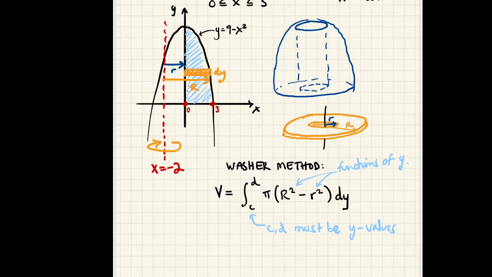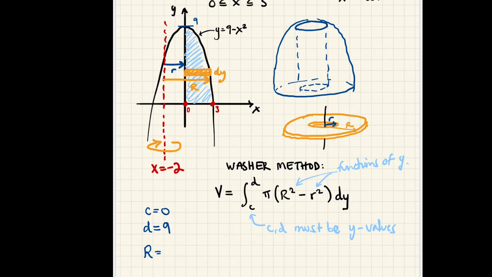So first, let's figure out c and d. Those are probably the easiest things to see. Those are y values here. So the lower bound is, of course, going to be 0. So we can see that little c is going to be 0. And the upper bound is this y value right here, which is 9. So our integral is going to run from 0 to 9.